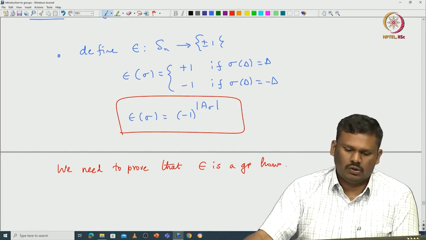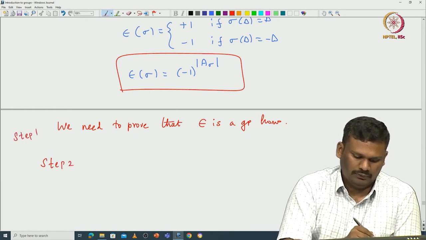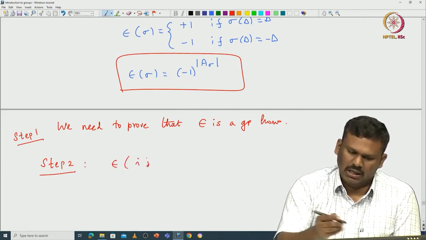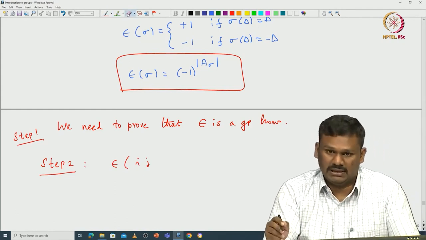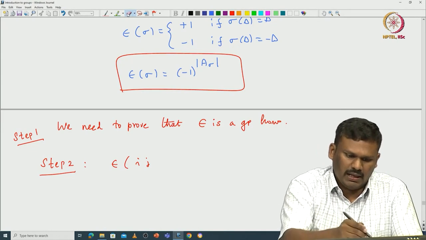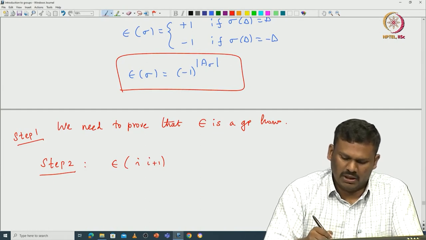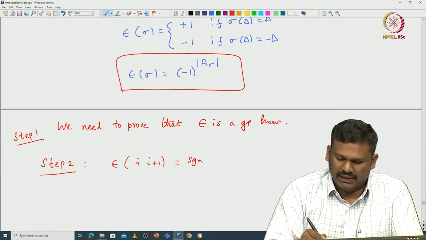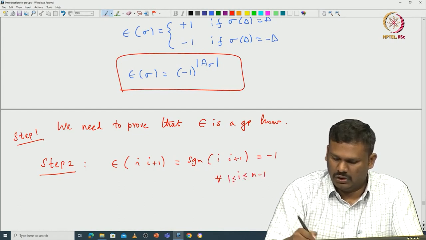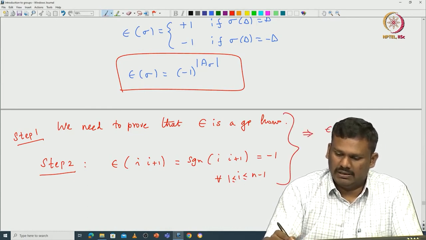Once we prove it is a group homomorphism, this is going to be step 1. Step 2 will be to verify that epsilon of any transposition (i j), or even, we have already proved that the adjacent transpositions (i, i plus 1), or simple transpositions, also generate the symmetric group Sn. So if you take this adjacent transposition (i, i plus 1), and if you verify that epsilon of (i, i plus 1) is the same as sign of (i, i plus 1), which is minus 1 for all i from 1 to n minus 1, then these two facts together will imply that epsilon is the same as the sign map.